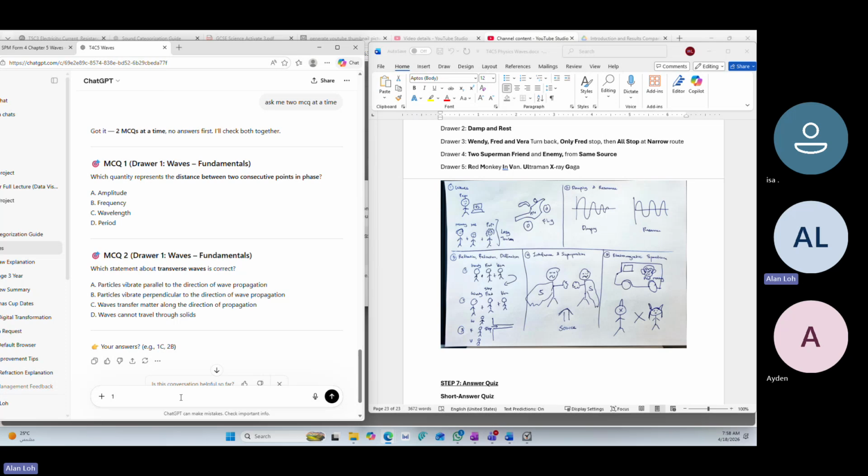I think you don't need to mention which drawer because it's there already. It's drawer number 1. Just tell me which question, which answer. Like I always say, don't worry about getting the right answer. Just try. Even if it's wrong, it's fine. Okay, question 2, drawer 1, answer B.